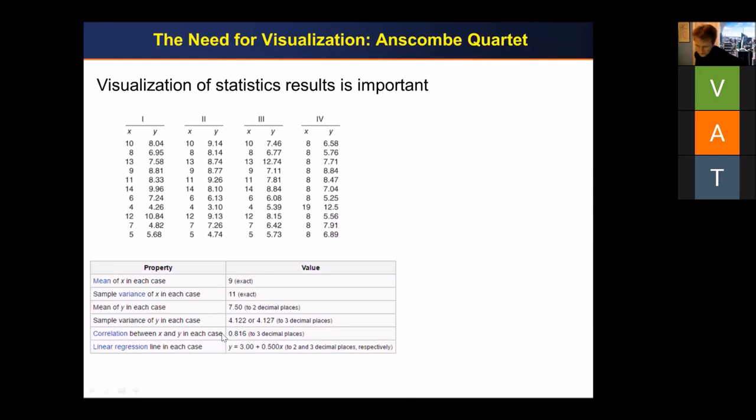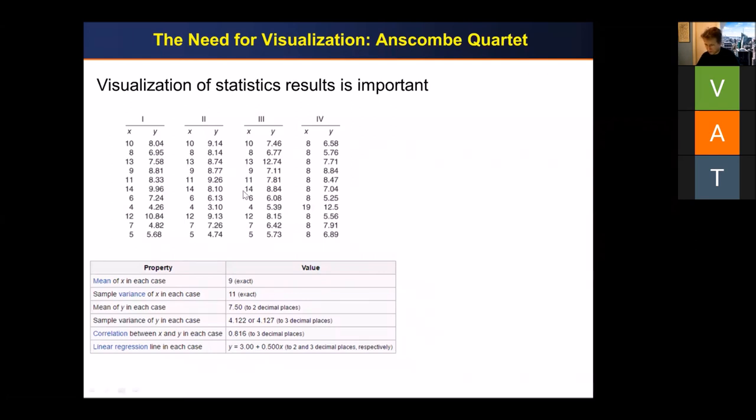So basically, you might think that these four sequences are actually the same thing, just by looking at the statistics, right? These are just numbers that you compute from them. These are descriptive statistics: the mean, the variance, the regression line, the correlation. These are pretty much the very basic descriptive statistics you can find, right? You may think that these are the same.